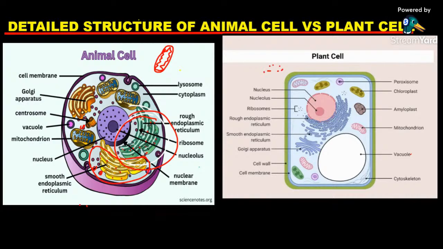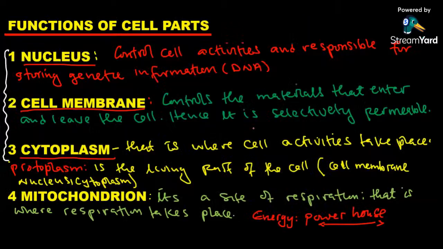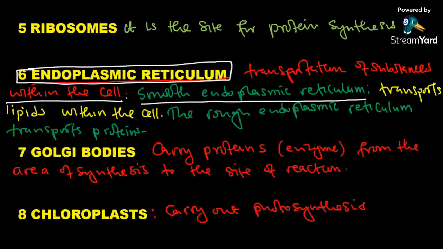Now, since we are saying the endoplasmic reticulum, the main function is the transportation of substances within the cells. Let us look at what each endoplasmic reticulum transports. So the smooth endoplasmic reticulum transports lipids within the cells. I guess you've gotten that.